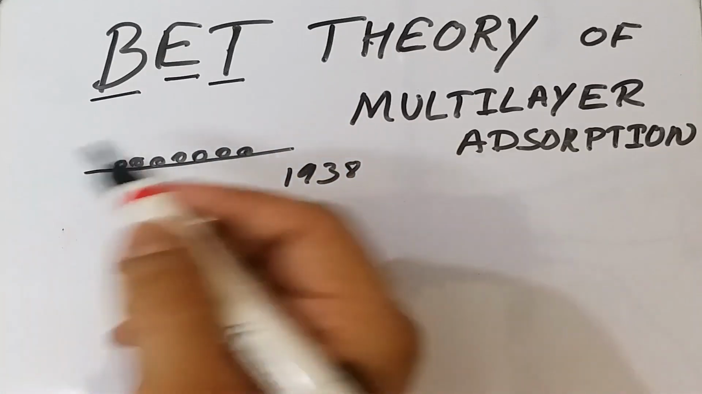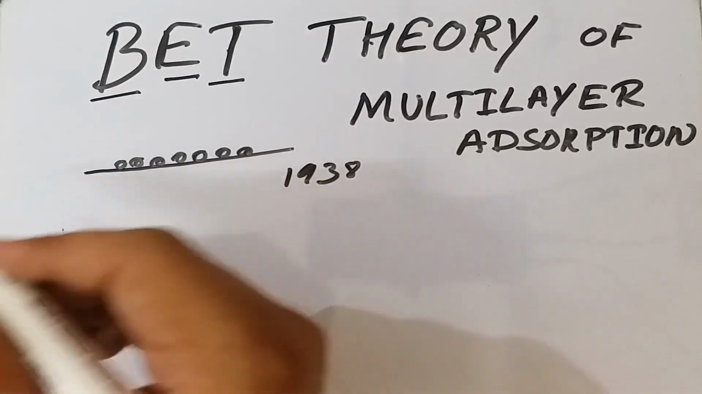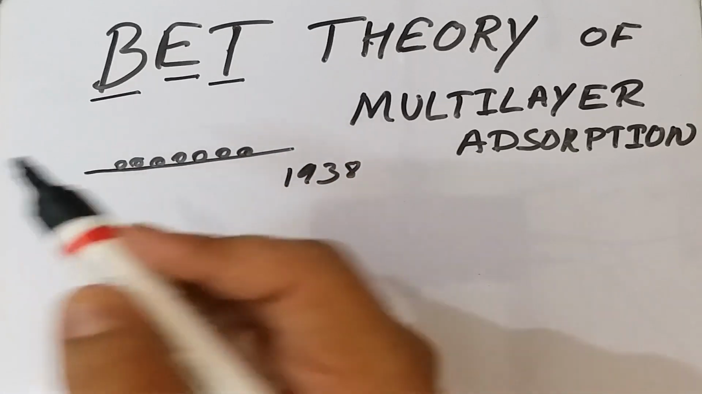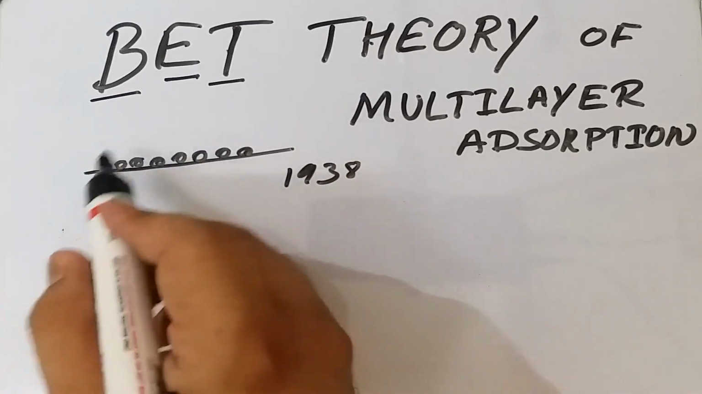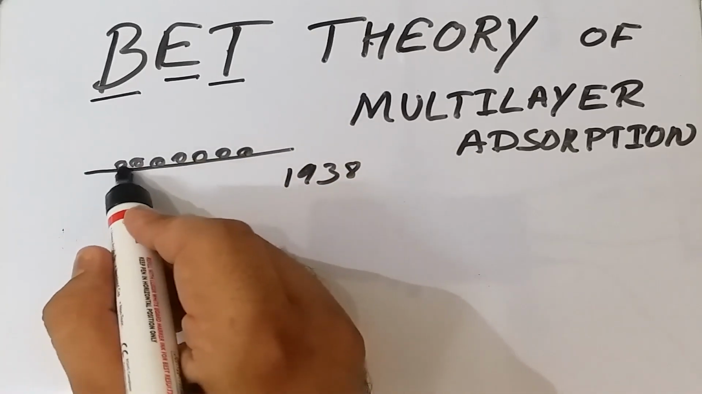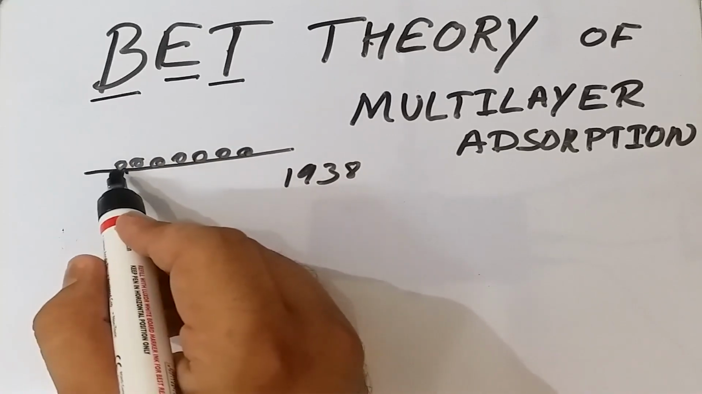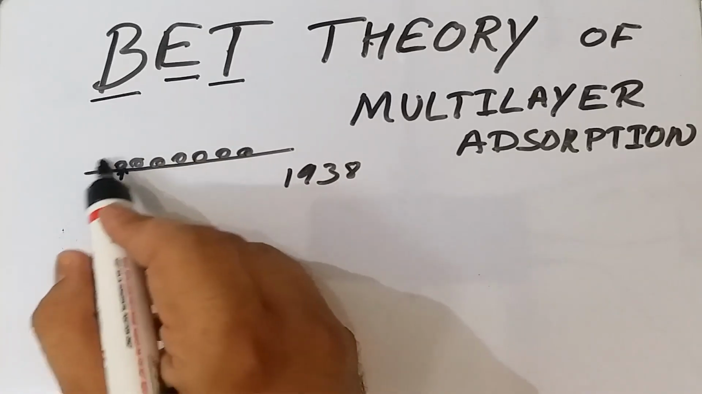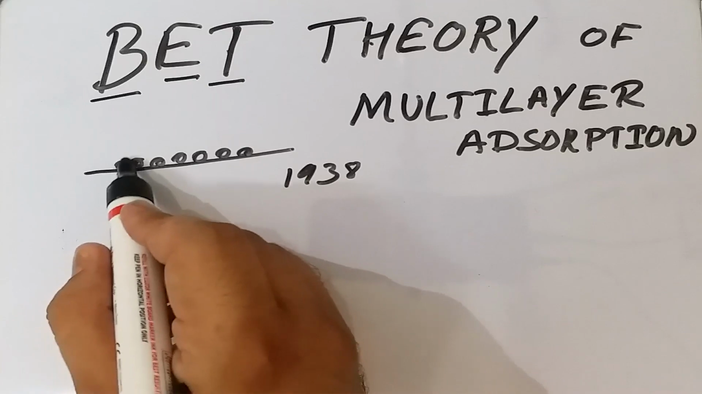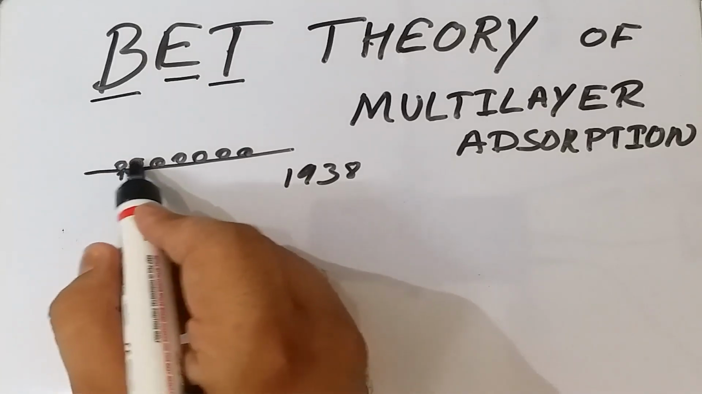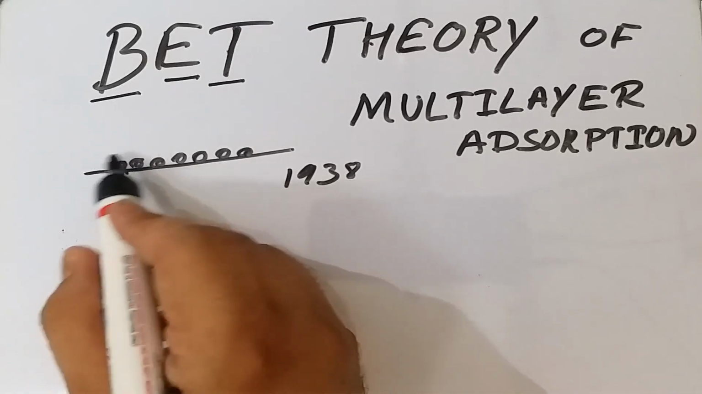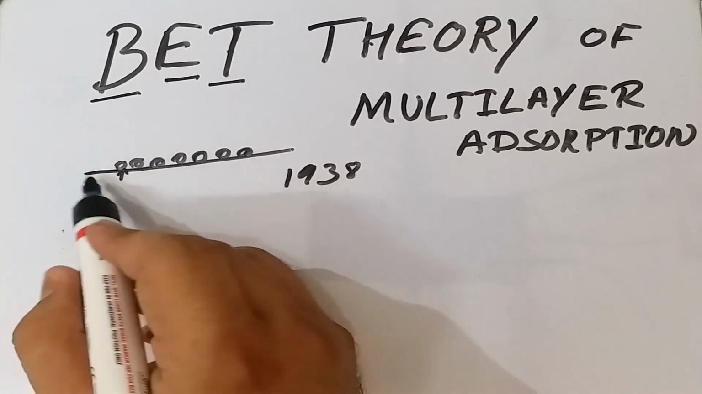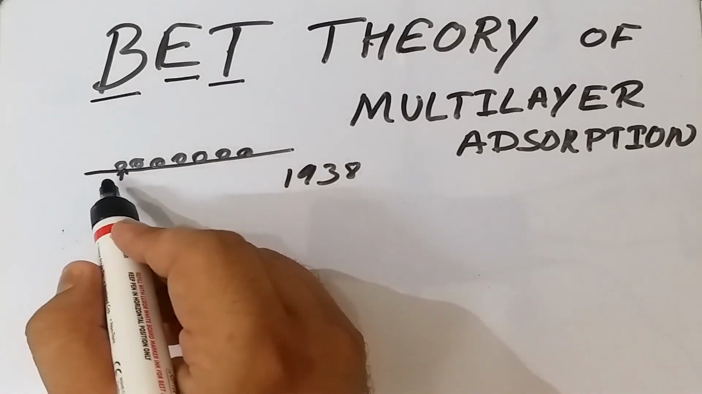Amongst them, the first assumption is that the solid surface possesses uniform localized sites, and the adsorption at one site is not affected by the adsorption at the neighboring site. So any one molecule which is adsorbed at a particular site will not be affected by the other neighboring sites, as was assumed in Langmuir theory.